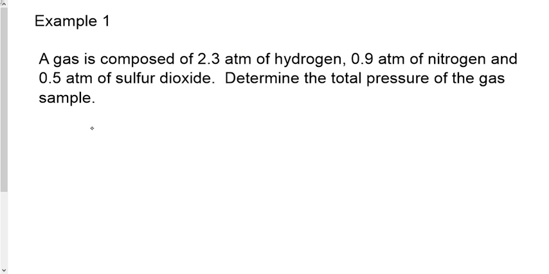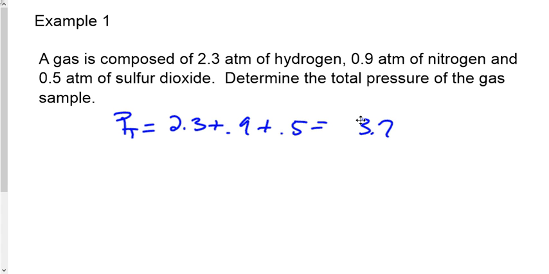We're going to look at 3 applications of this, which are also pretty simple to do. First example, a gas is composed of 3 gases, 2.3 atmospheres hydrogen, 0.9 atmospheres nitrogen, and 0.5 atmosphere of sulfur dioxide. So I just want the pressure total. I'm just going to add them up. Pressure total is 2.3 plus 0.9 plus 0.5. Okay, and that gives us a total of 3.7. And of course, that's atmospheres. We're not going to write that in our simulation, though. When you do it, you'll just write 3.7 and round to the tenths place.